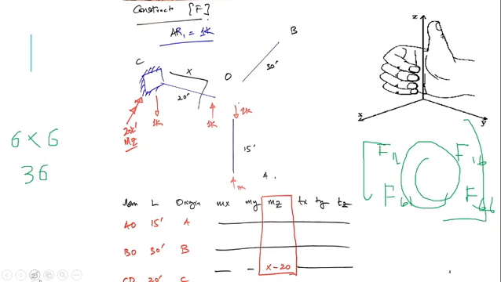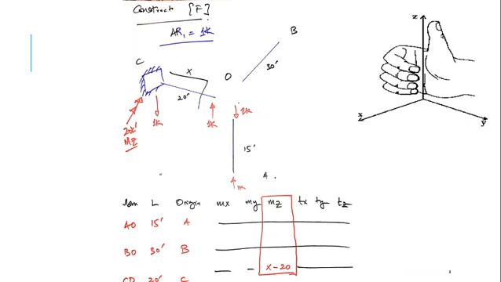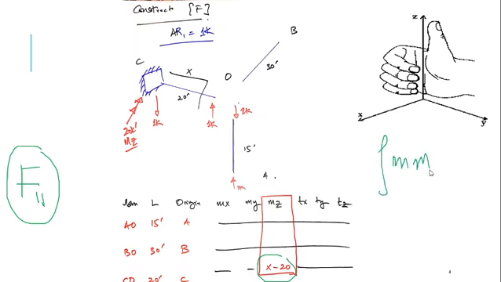Okay, you have to construct the F11. F11 means that this moment table has to be multiplied with itself. It means x minus 20, the formula is m into m divided by EI.